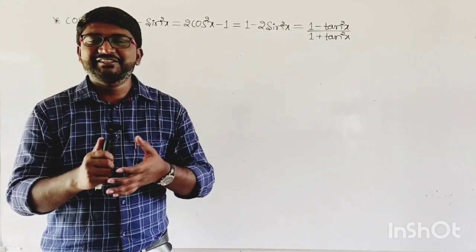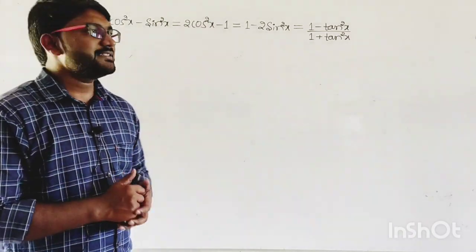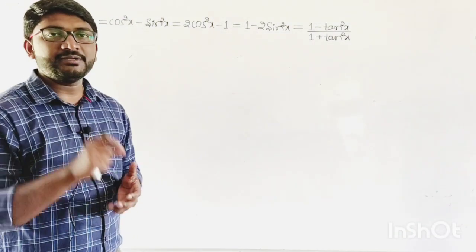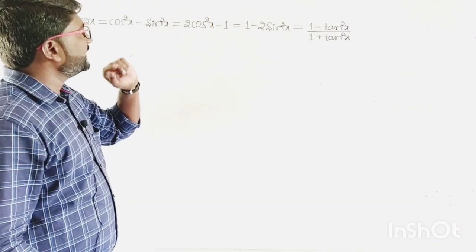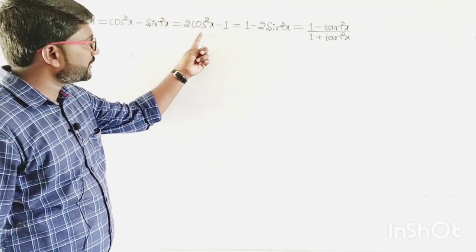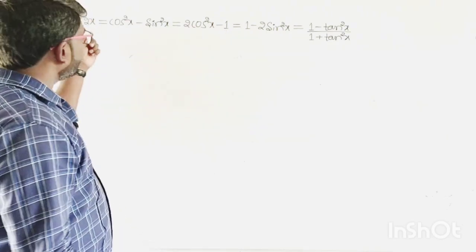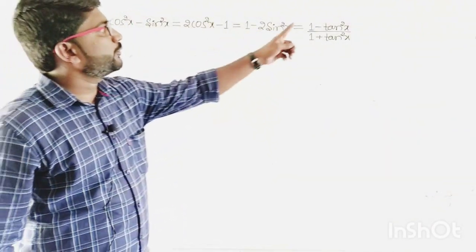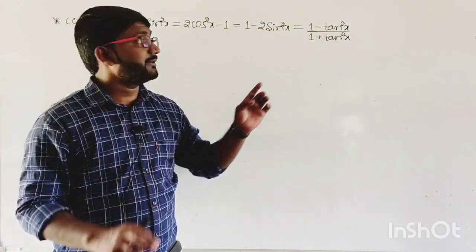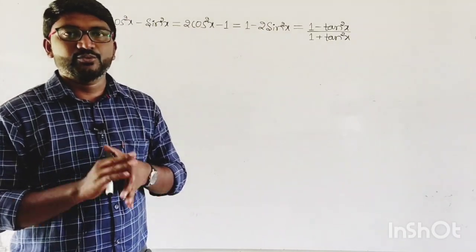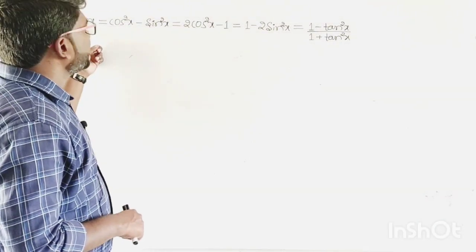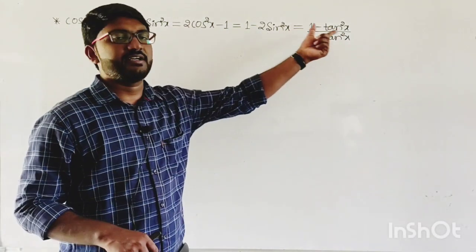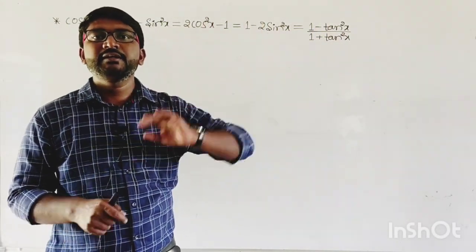Well, the next standard result is cos 2x, which is equal to cos square x minus sin square x, and cos 2x equal to 2 cos square x minus 1, and cos 2x equal to 1 minus 2 sin square x, and cos 2x equal to 1 minus tan square x divided by 1 plus tan square x. So overall for cos 2x we have 4 formulas. Let us derive one by one.